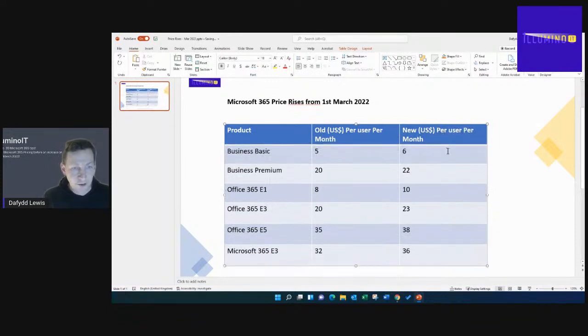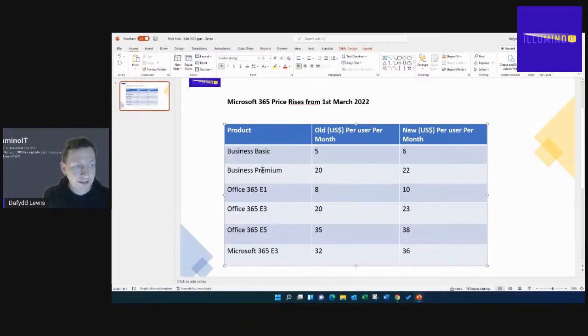So if you've got obviously 300 users, then that percentage rise is going to be more of a hit than if you've got a couple of users where you've got a percentage rise on those two licenses. So as you can see, these are the 6 products that are going to be affected by this price rise. And as we said, that comes in from the 1st of March 2022.